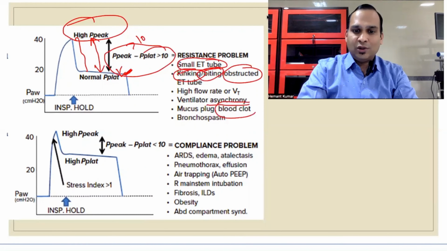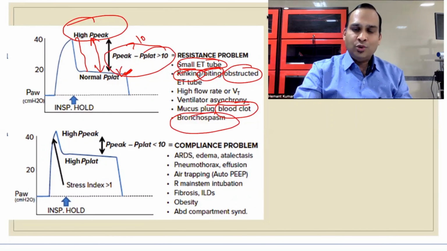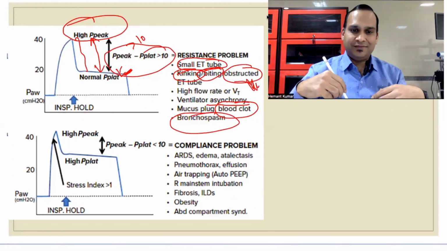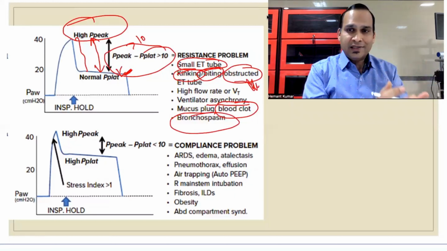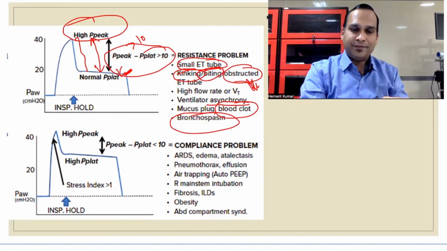There is any blood clot or there is bronchospasm. So how to relieve bronchospasm? By nebulization. How to solve this obstruction problem? By suctioning. So we have to address this problem by seeing this pressure time graph.